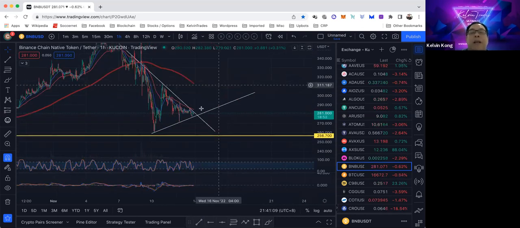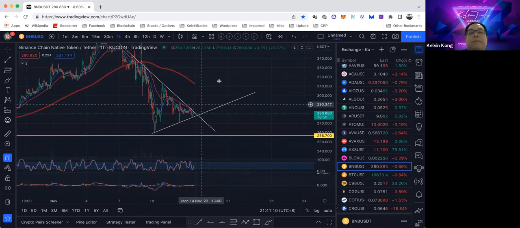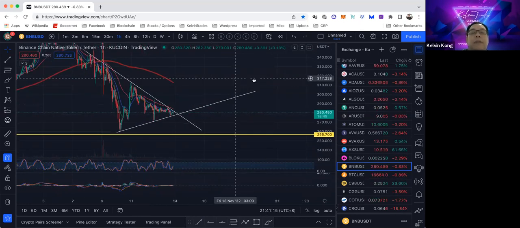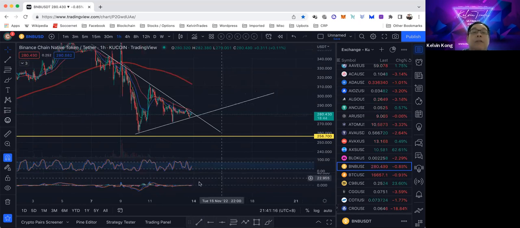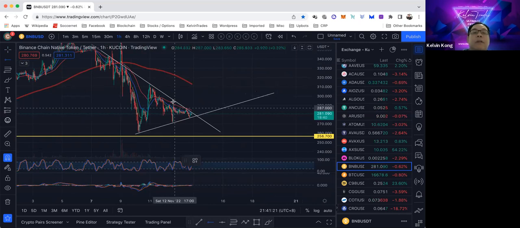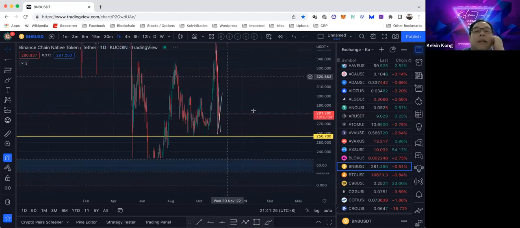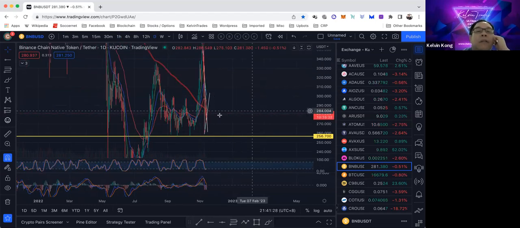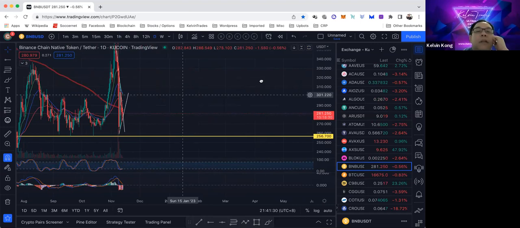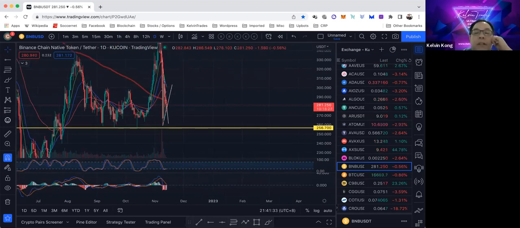So SOP, if it breaks out, you long. You long. This should be your, wait. If long, okay, resistance.